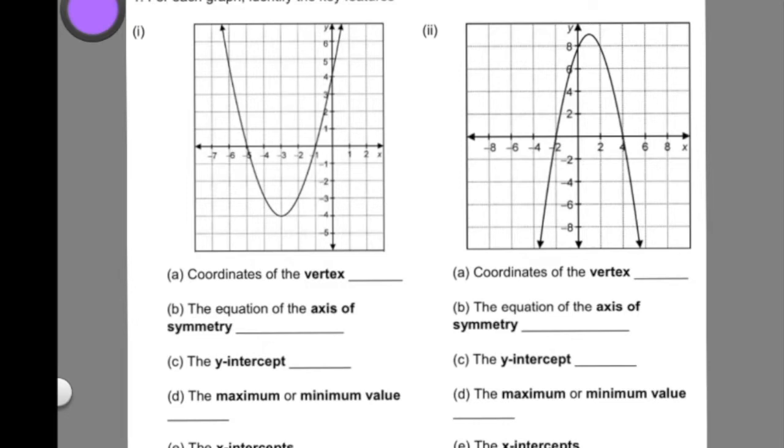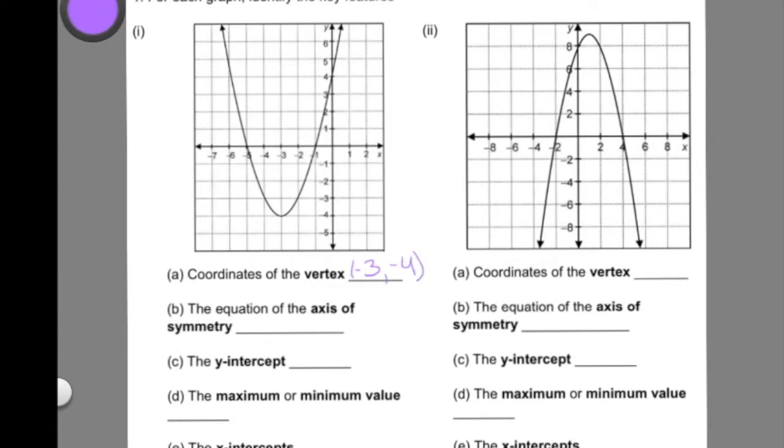So coordinates of the vertex. Remember that the vertex is going to be that point right in the center of the parabola. So what are the coordinates of this vertex? On the x, it is -3, and on the y, it's -4. So this should be -3, -4.